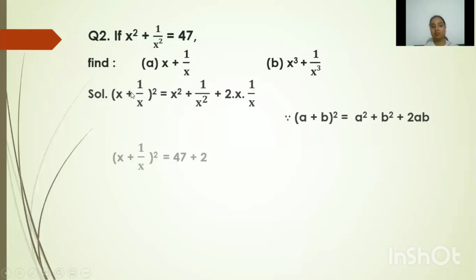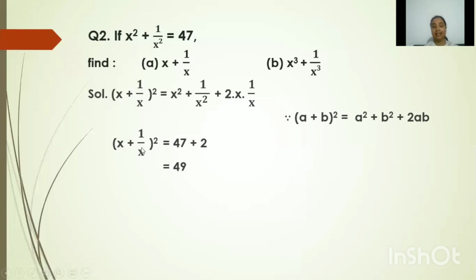Now see, (x plus 1 by x) whole square. The value of (x plus 1 by x) square is given as 47. And here this x and x will get cancelled. Okay, it is giving you 1 only. So here 2, 2 ones, 2. Now 47 plus 2, 49.